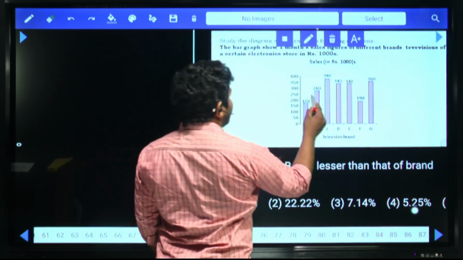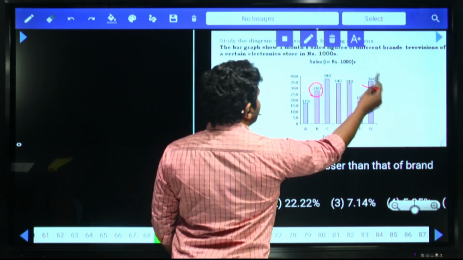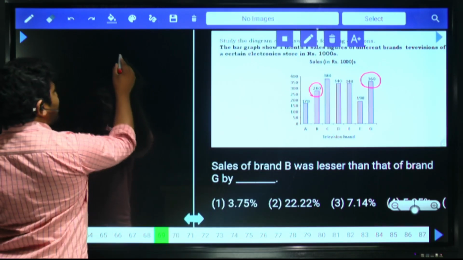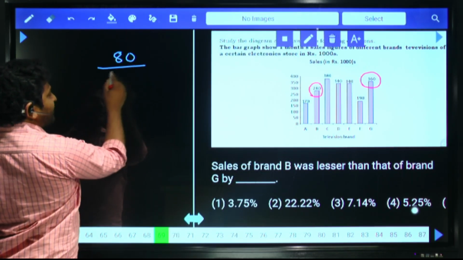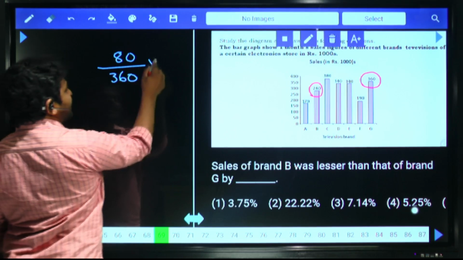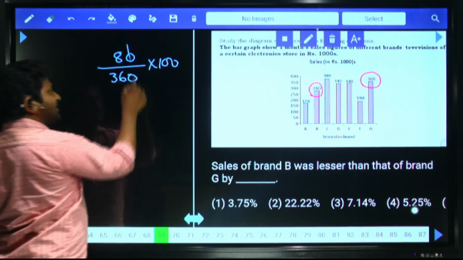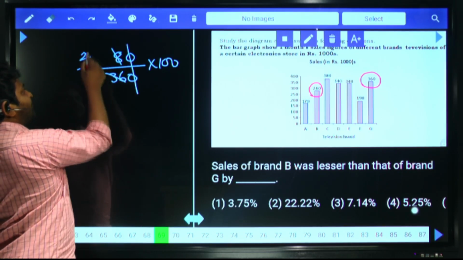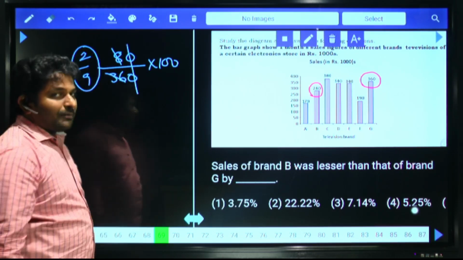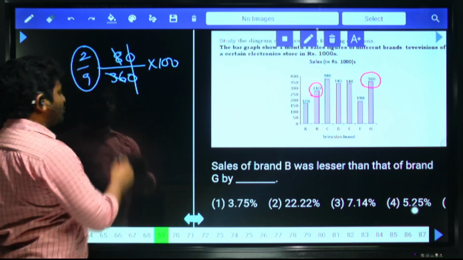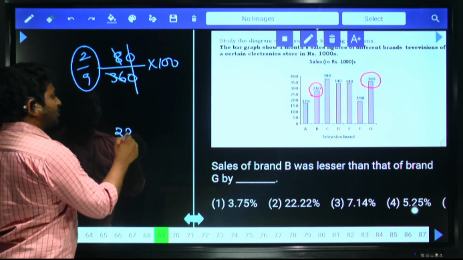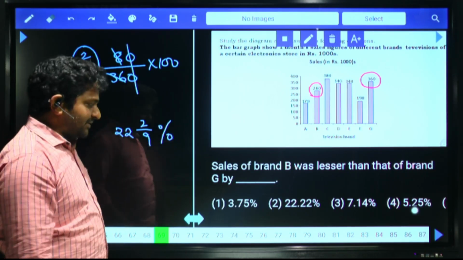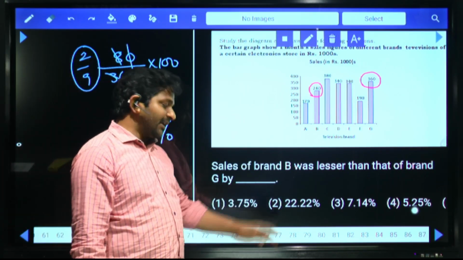Brand B is what percentage less than G? G is 360, B is 280. How much less? 80 less from 360. Percentage into 100. 0 0 cancel. 4 2 times here, 4 9 times here. So fractional value of 2/9. 1/9 is 11 1/9, so 2/9 is 22 2/9 percentage. Look at where exactly you have that, second option.